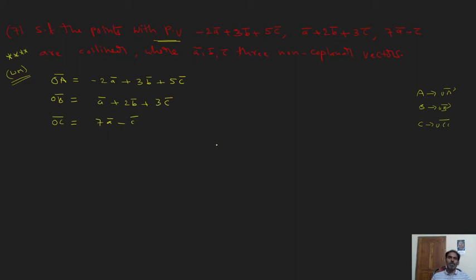How to show these 3 points are collinear? You should find AB and AC. We are going to show that the given 3 points A, B, C are collinear. Their position vectors are OA bar, OB bar, OC bar. I am going to write AB bar and AC bar directly. Find first AB bar. AB bar equals OB minus OA.